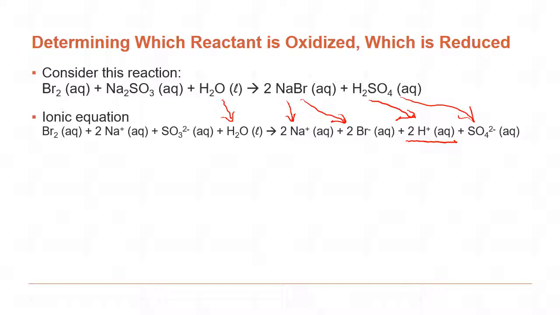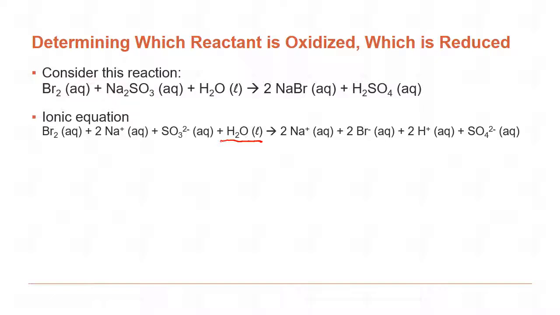Now let's figure out which of these species is a spectator ion so that we can form our net ionic equation. Let's look at bromine first. I have elemental bromine over here, but on the other side is Br-, so clearly that's not a spectator ion. Let's look at sodium. Well, sodium is on both sides the same, so that would be a spectator ion. Now what about sulfite? It's SO3 2- sulfite over here, but sulfate over here, so clearly that changes.